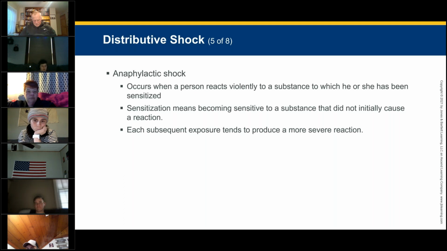Anaphylactic shock occurs when a person reacts violently to a substance to which he or she has been sensitized. Sensitization means becoming sensitive to a substance that did not initially cause a reaction. Each subsequent exposure after sensitization tends to produce a more severe reaction.